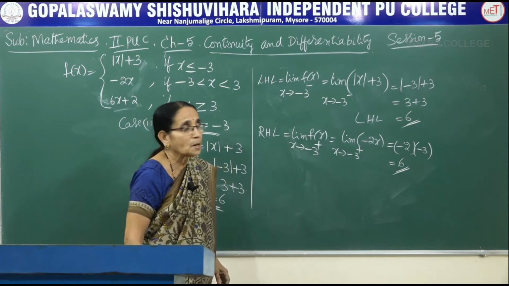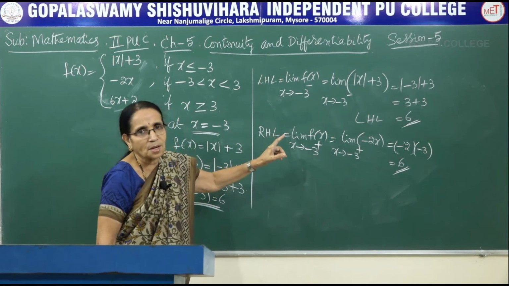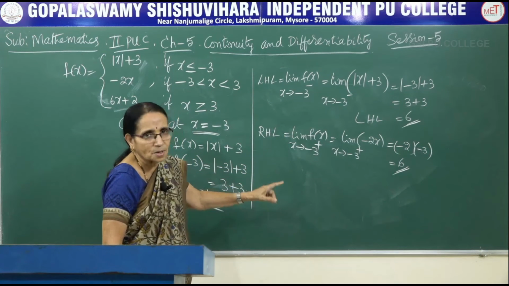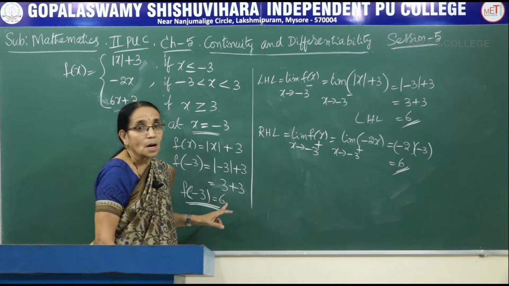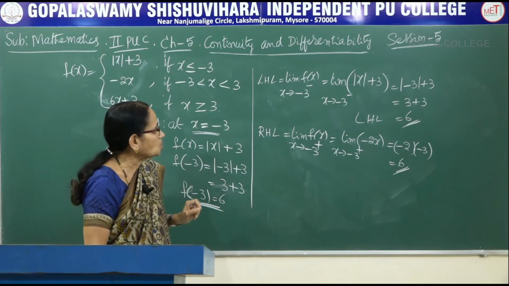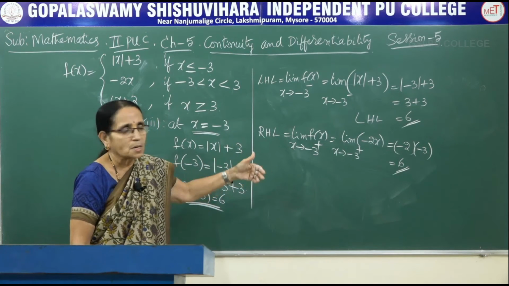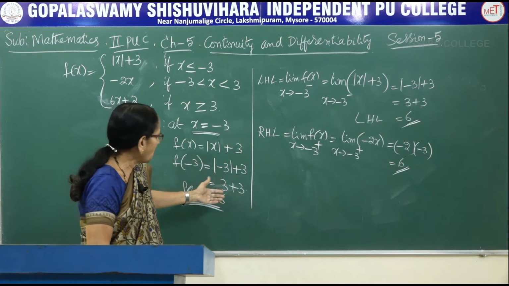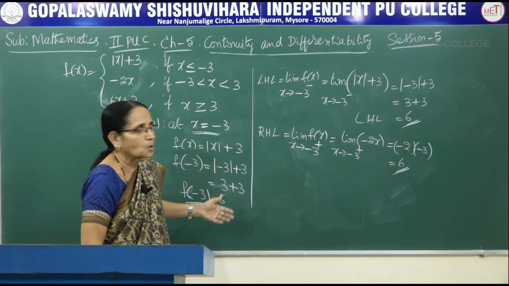So what do you observe here? The left hand limit is 6. The right hand limit is 6. And the value of the function at that point is also equal to 6. So what is our conclusion? The limit exists, it is exactly equal to 6. The value exists, it is also exactly equal to 6.